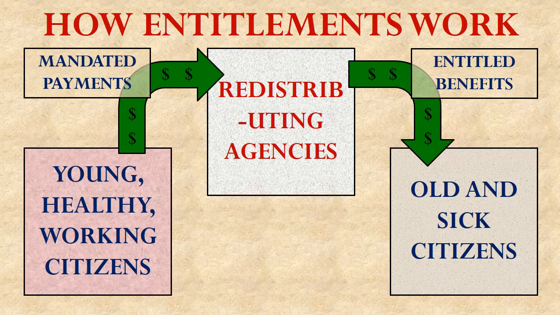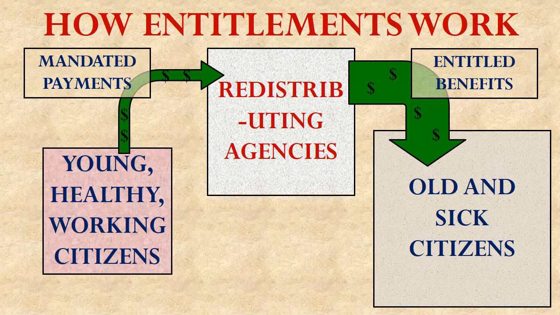Entitlements generally always follow the same pattern. You have young, healthy, working people who are in some way required to pay into some agency, whether it's a Social Security trust fund or insurance company or whatever it is. And then that agency somehow distributes these monies out to older and sick people. Entitlement programs are redistribution from young, healthy people to older, sick people. And they all face the same basic problem, that we're ending up with, relatively speaking, fewer and fewer young, healthy people paying in and more older and sick people taking money out.